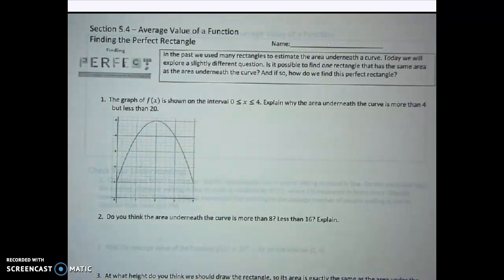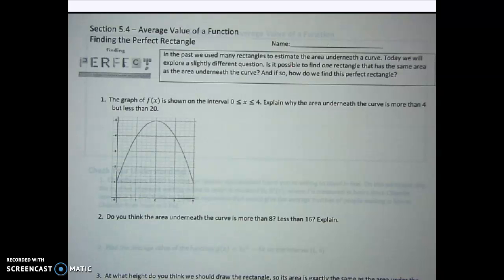More of section 5.4. Today we're going to look at the average value of a function. In the past we used many rectangles to estimate the area under a curve. Today we're going to explore a slightly different question. Is it possible to find one rectangle that has the same area as the area underneath the curve? And if so, how do we find this perfect rectangle?